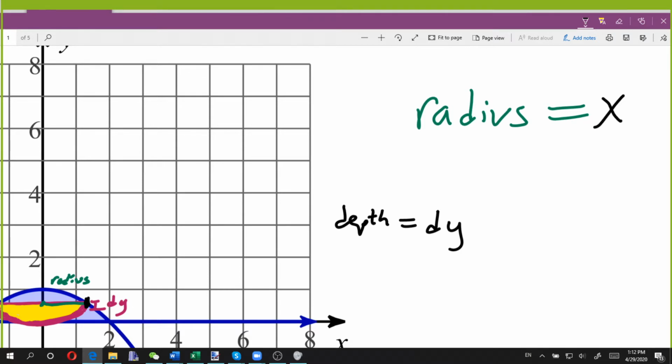Okay, so I'm going to use that radius. We're going to build our area of this two-dimensional cross-section. Abby, what's the area of the semicircle? 1/2 pi r squared. Okay, 1/2 times pi times r squared is perfect. So I'm going to plug in r is x, and we'll get pi over 2 x squared.